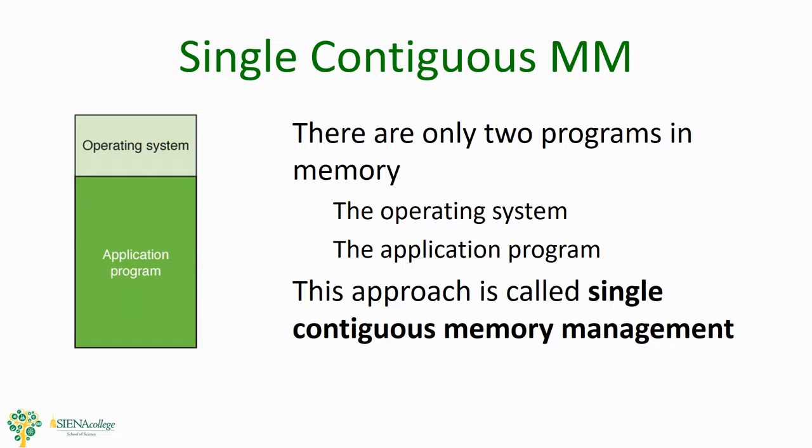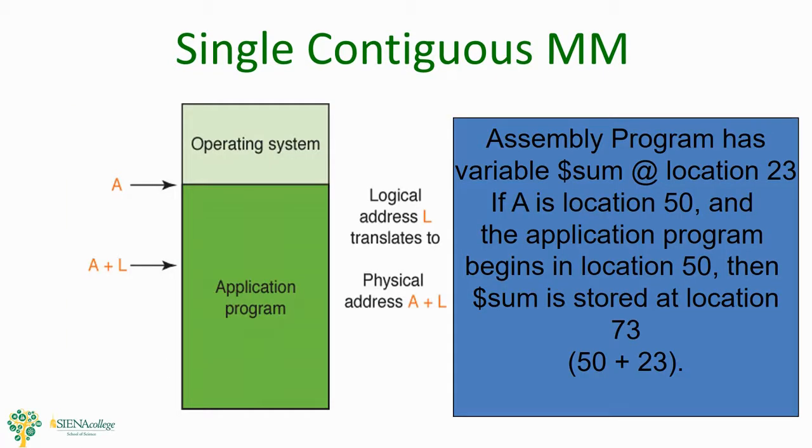In the single contiguous memory management model, there are only two programs residing in memory: the operating system and one application. This is called the single contiguous memory management approach. The operating system always loads beginning at location 0. Let's say in our example that our operating system has only 50 instructions. So it would be running from 0 through 49. Our application program could then start loading at 50.